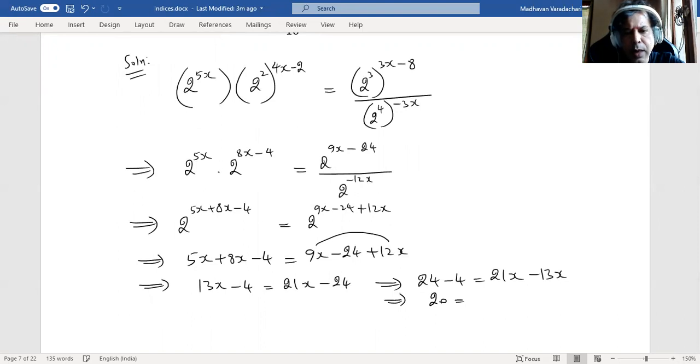20 is equal to 8x, or divide both sides by 8, we have x equal to 20 by 8. Simplify this, 4 5s are 20, 4 2s are 8, that means the result is 2.5. Solution for x is 2.5.